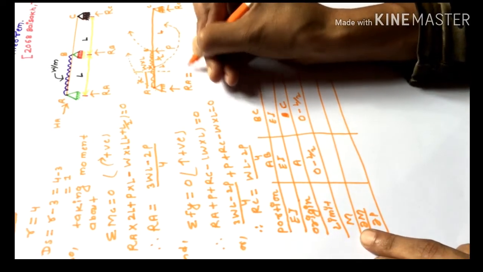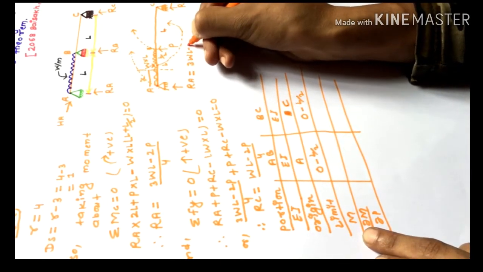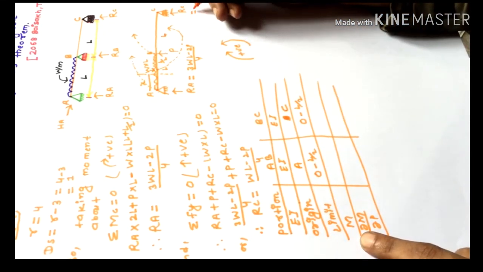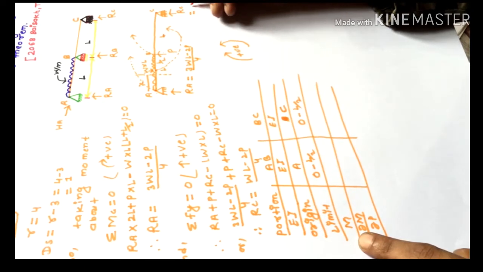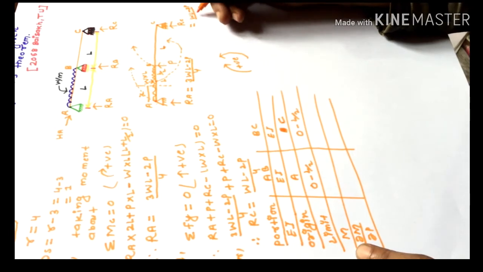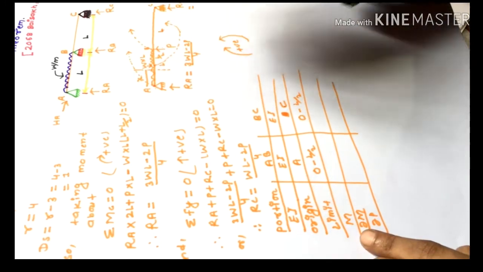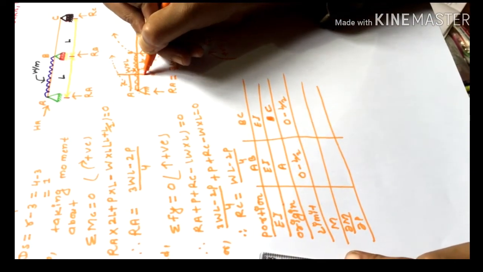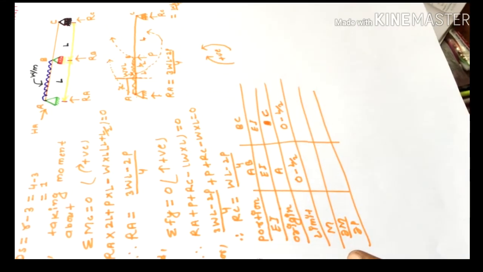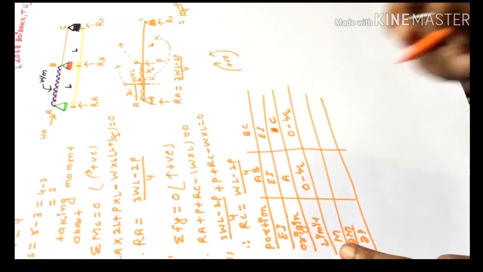Here RA is equal to 3WL minus 2P divided by 4. Here RC is equal to WL minus 2P divided by 4. So RA will rotate this. Our section is taken at a distance of x from the origin. So fix this point and let us calculate the moment. This RA force will rotate this figure in anti-clockwise direction, so take it as positive.